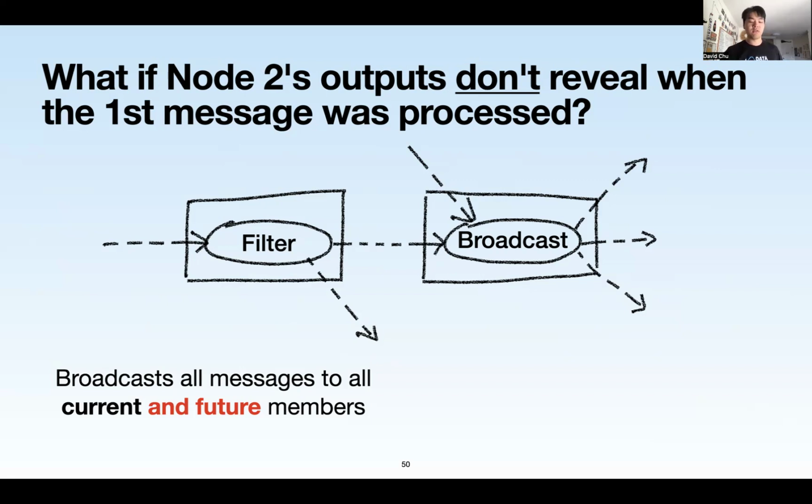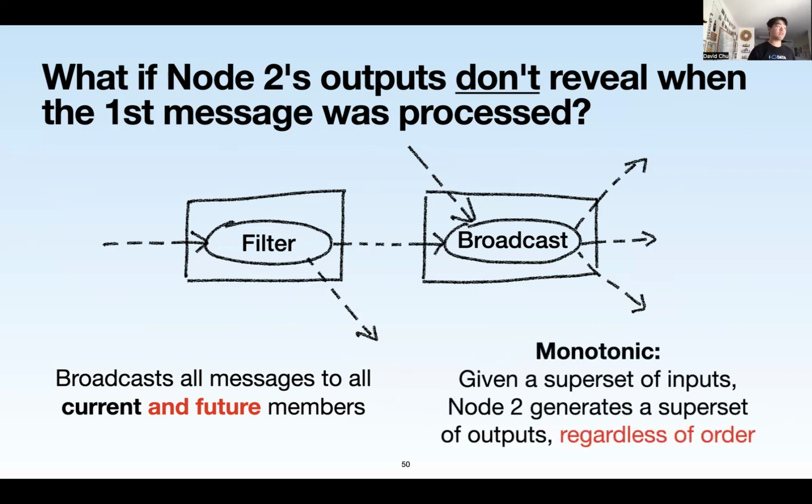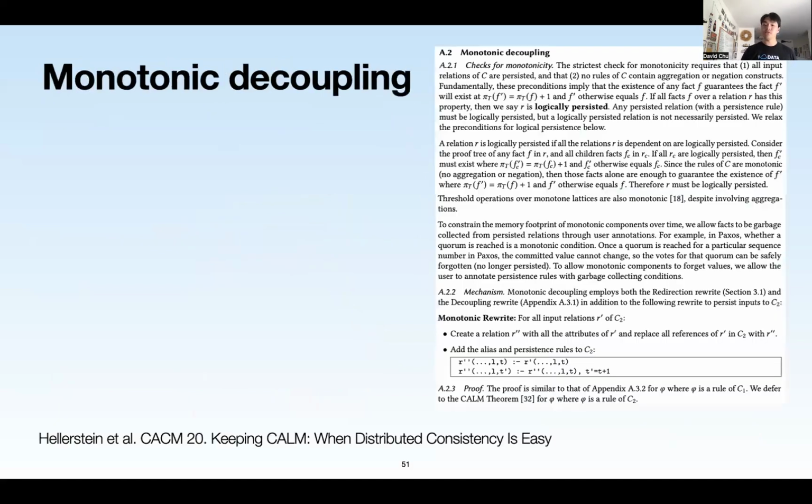In which case, node 2 is safe. We call this monotonicity, because node 2 behaves like a monotonic function, a mathematically monotonic function. And as a result, it's order insensitive. As long as it receives the same members and messages eventually, it will send everyone the same messages. Now, I won't go into the proof again because we don't really have time, but this is another precondition for decoupling called monotonic decoupling. And this is what it looks like in the paper. It's a little shorter because we lean heavily on the CALM theorem for the proof.